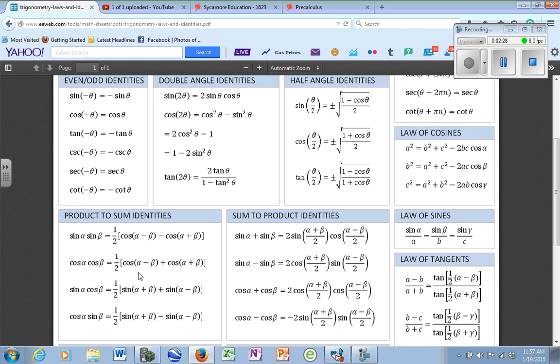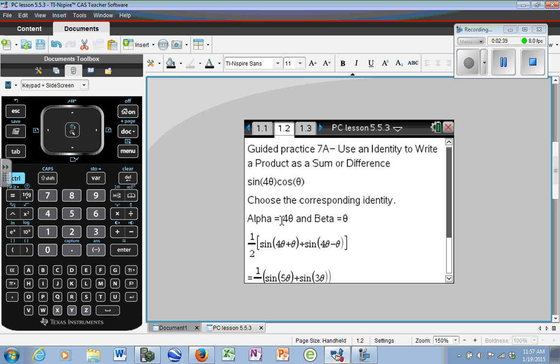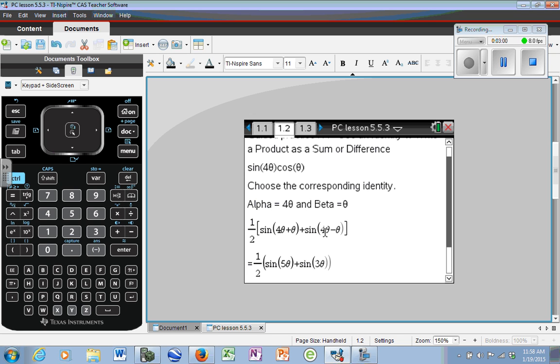This is the formula that we use then. And we identify what's the alpha angle and what's the beta angle. And then we'll plug it into this formula right here. All right, so alpha is 4 theta and beta is plain old 1 theta. There's alpha, there's beta. We plug it into the formula. 1/2 of sine of alpha plus beta, plus the sine of alpha minus beta. And 4 of something plus 1 of something is 5 of something. And 4 minus 1 is 3. So that's what this one boils down to very quickly.